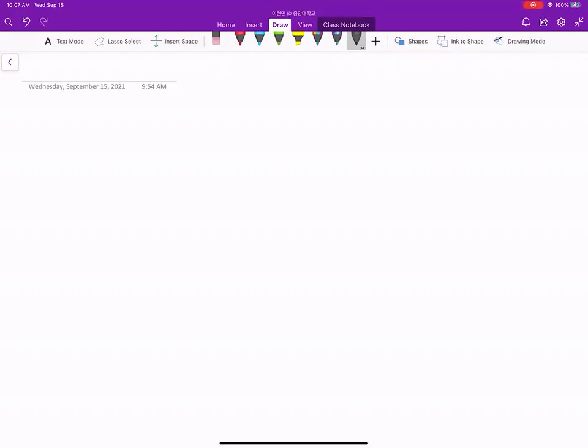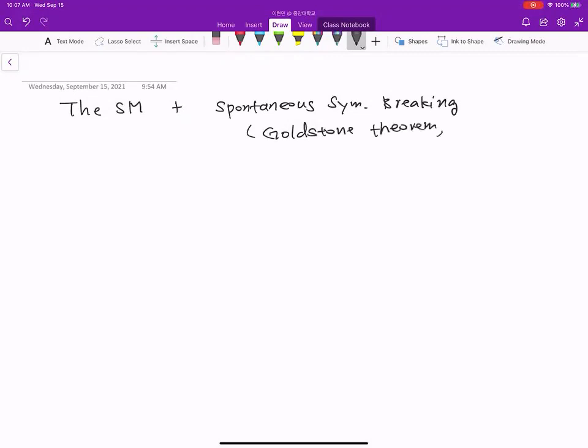The standard model. Let me just start out with the basic structure of the standard model. And then today we are going to discuss the standard model and spontaneous symmetry breaking. I think spontaneous symmetry breaking includes the Goldstone theorem and the Higgs mechanism. So the Goldstone theorem is for global symmetry, and the Higgs mechanism is for local symmetry.